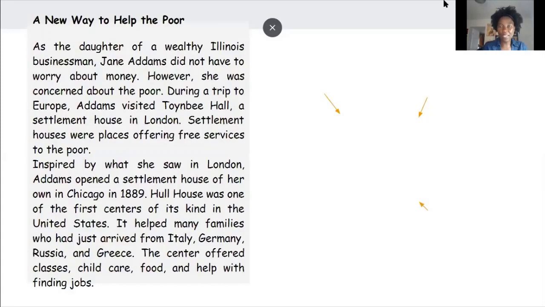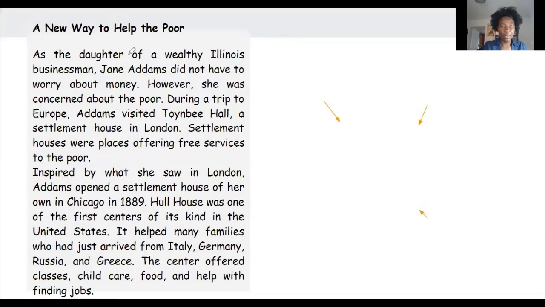Our first passage, boys and girls, as you notice, it does have a title. And the title of this passage is called A New Way to Help the Poor. Now, once I read that title, boys and girls, I immediately asked myself, what does the author want me to know about a new way to help the poor?